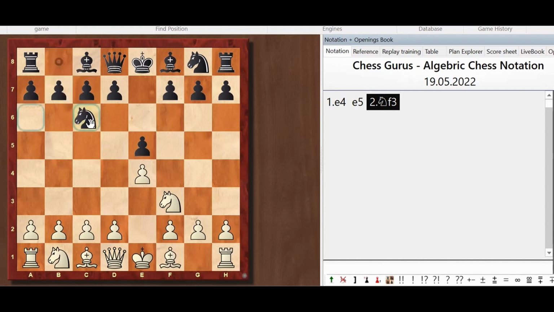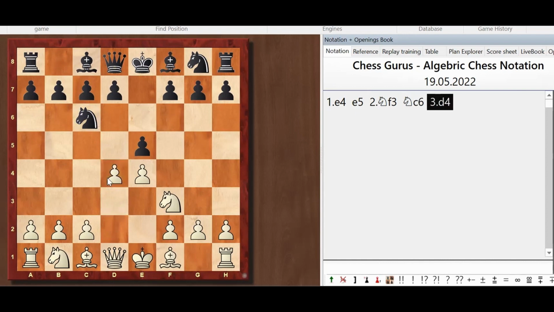Now we'll play the black move. The knight comes to C6: N, C6. Knight comes to C6, the C line, number 6. This is how we write it. Let us keep going and make some moves. The pawn goes to D4. So only D4.